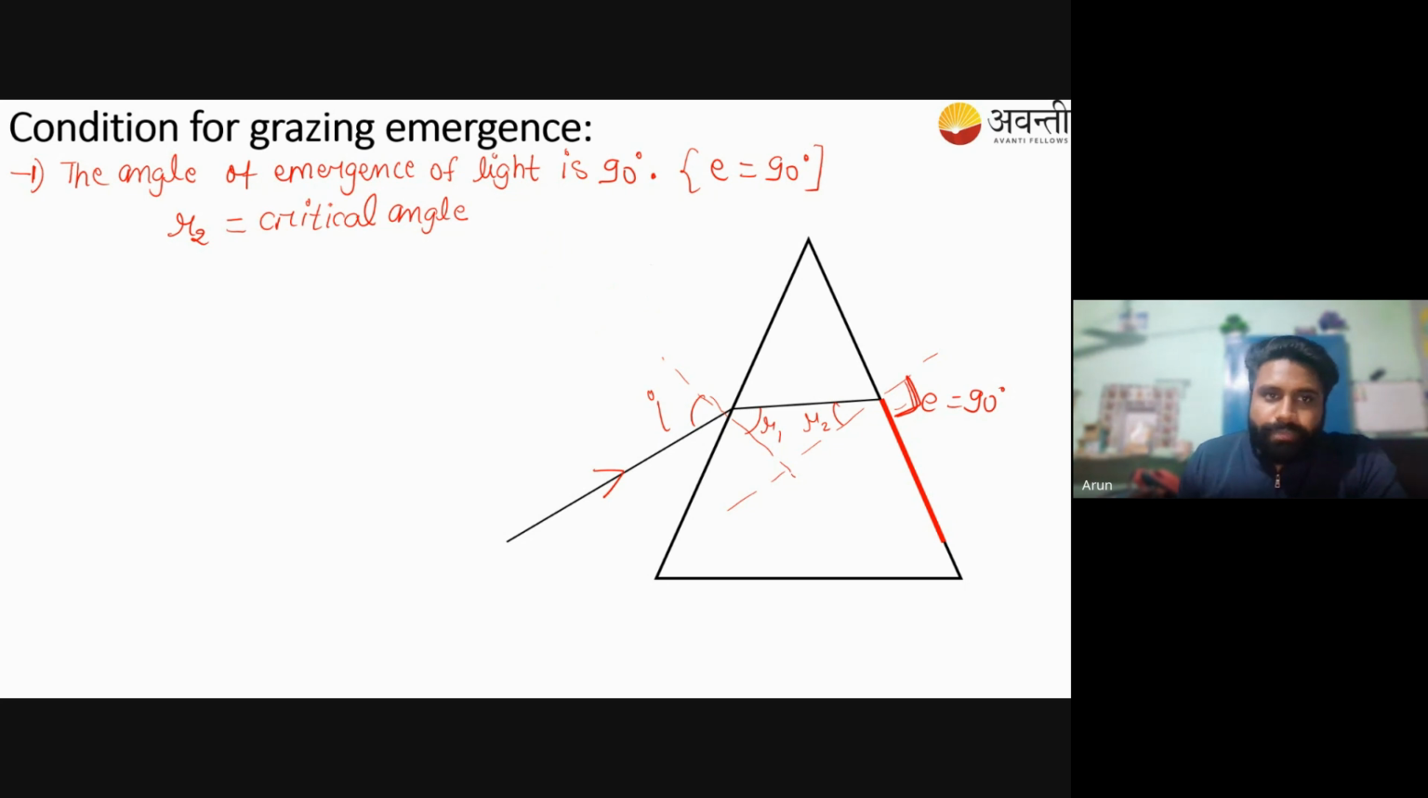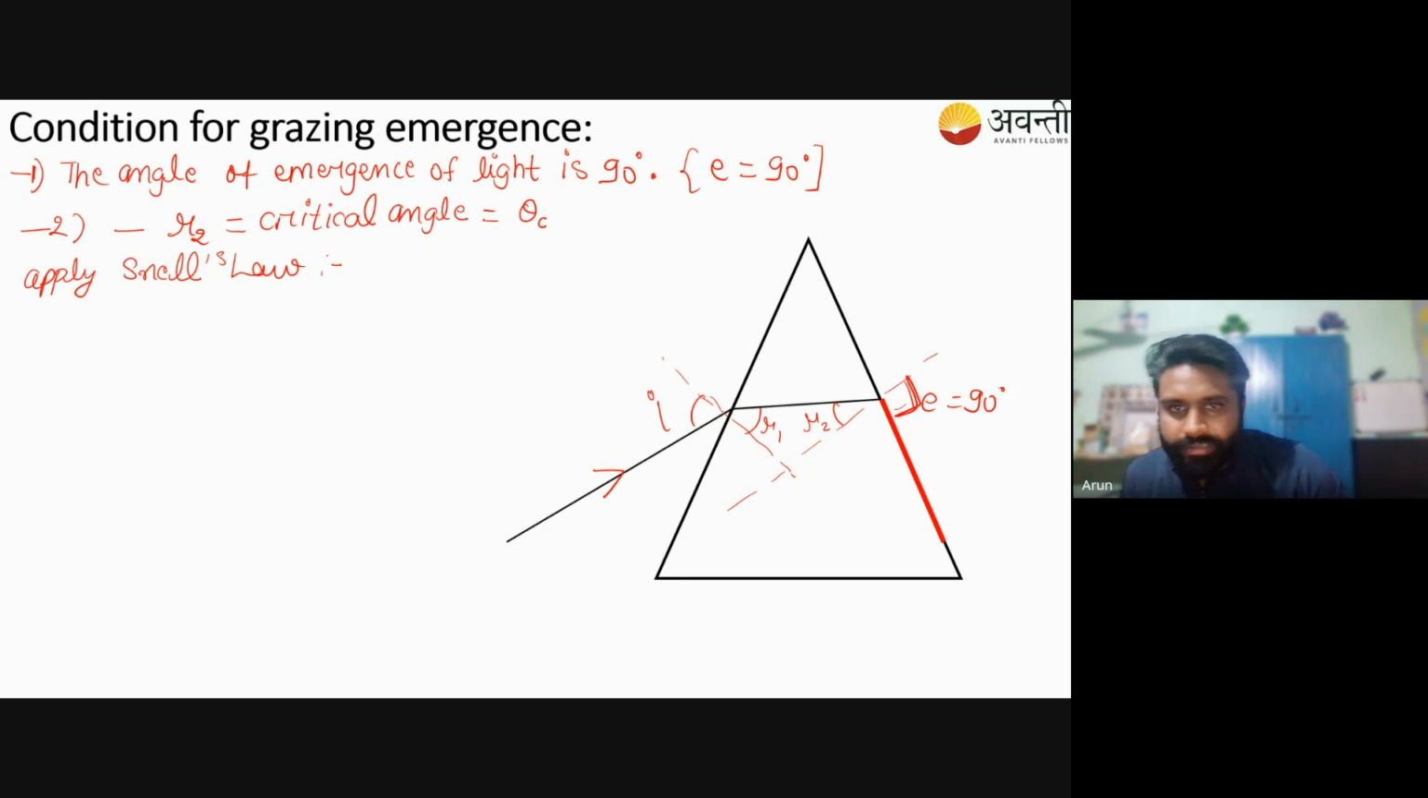So the second condition will be that R2 should be the critical angle represented by theta C. Okay. So apply Snell's law. Snell's law is always applied on the boundary. Okay. So we have two boundaries here. First is this and second one is this. Here are two boundaries on which the refraction is taking place. So you can apply Snell's law on both sides. Okay.